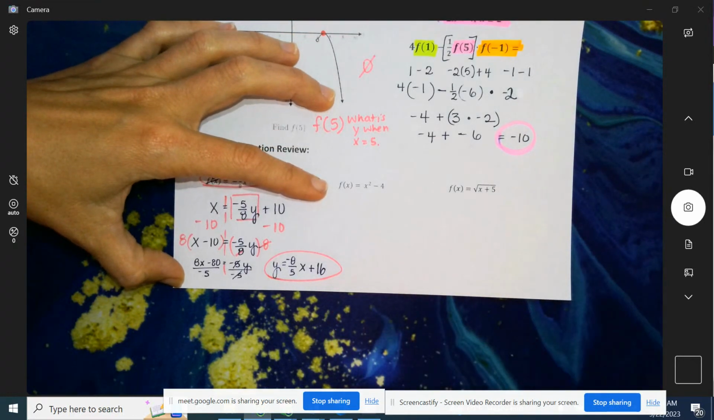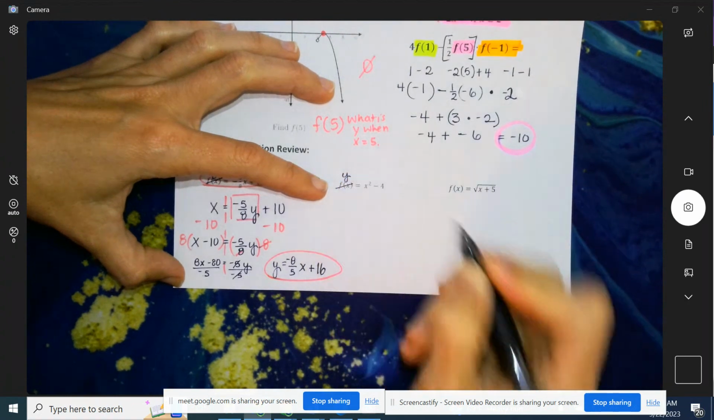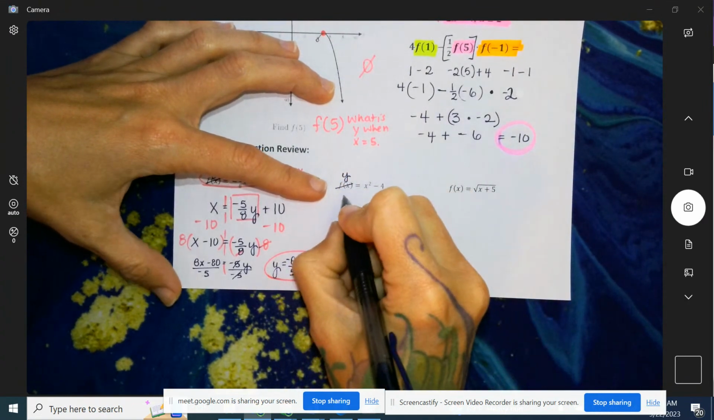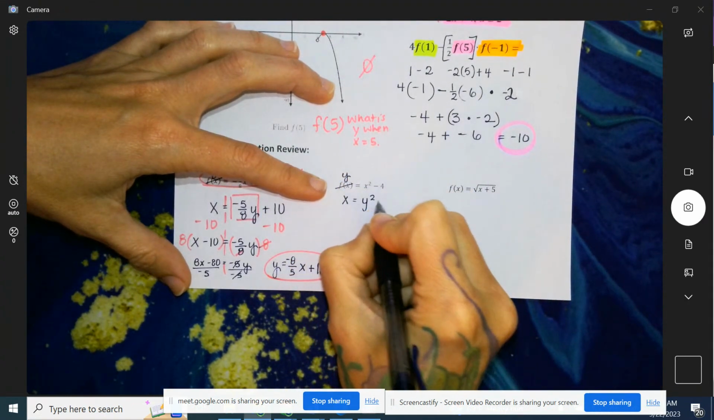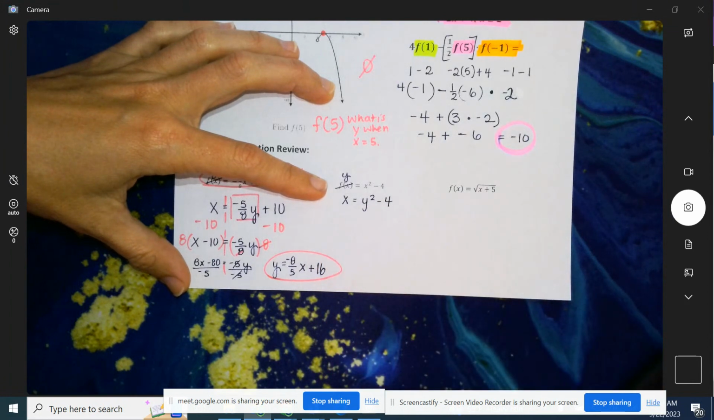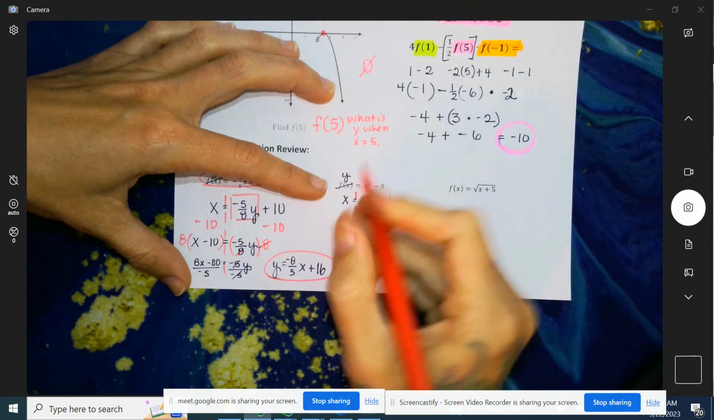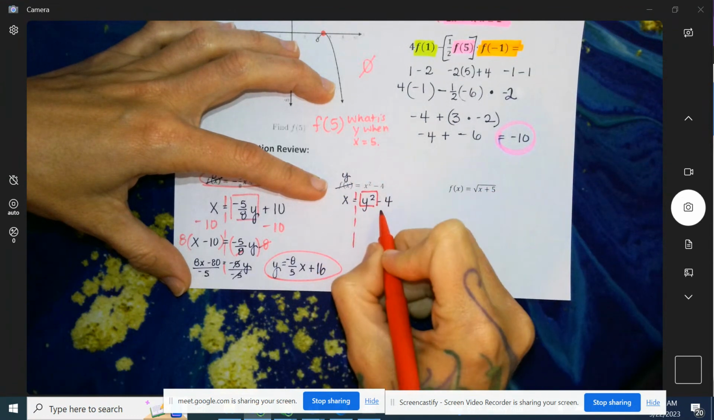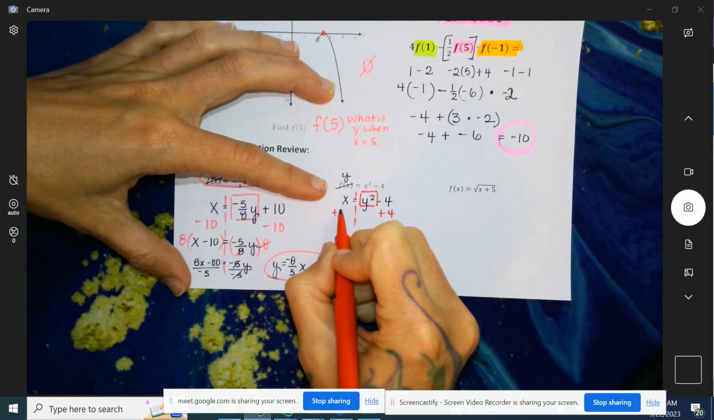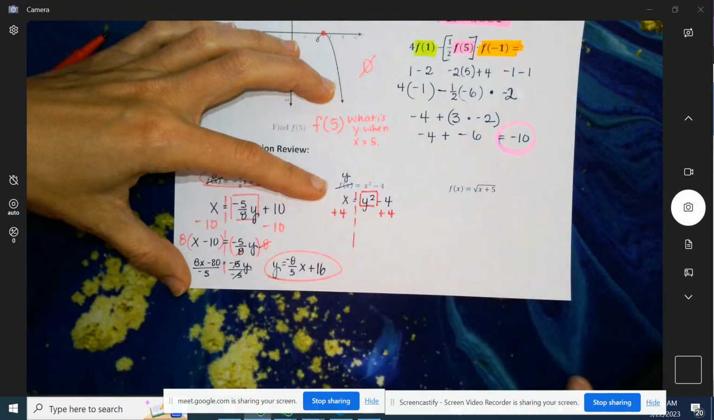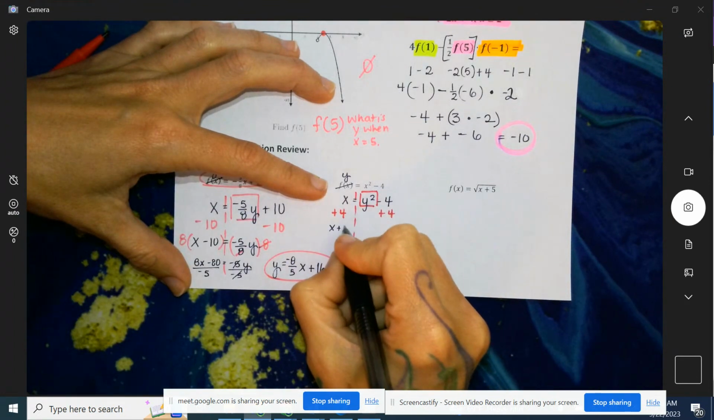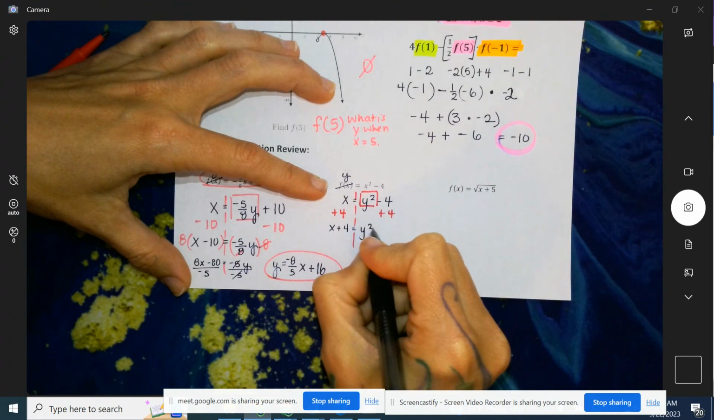Squared and square roots, we did one last class, but again, switch to y. Now switch our x's and our y's. We're going to solve for y. Add 4, add 4. It's going to be x plus 4 equals y squared.